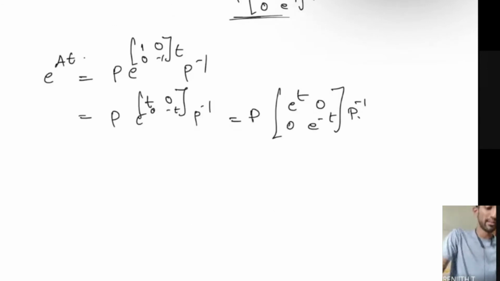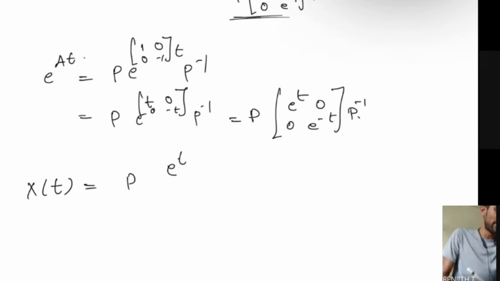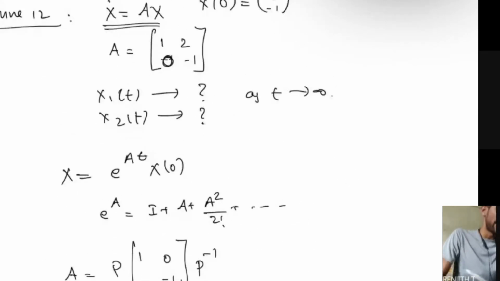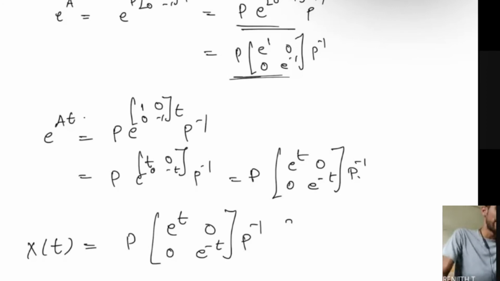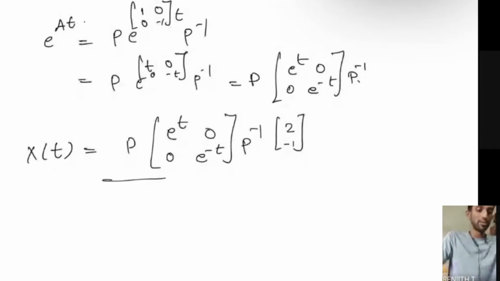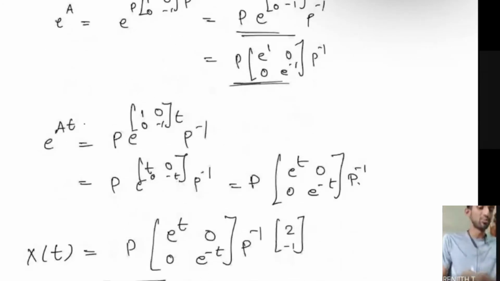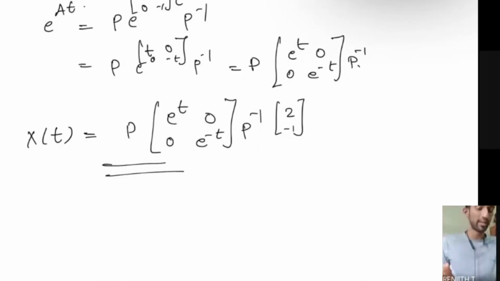So what will be our x of t? x of t will be P e power t 0, 0 e power -t times P inverse acting on x at 0, which is 2, -1. You don't need this much; you can directly write. I have written these things just to give the intuition. So x of t is equal to P e power t, this thing.